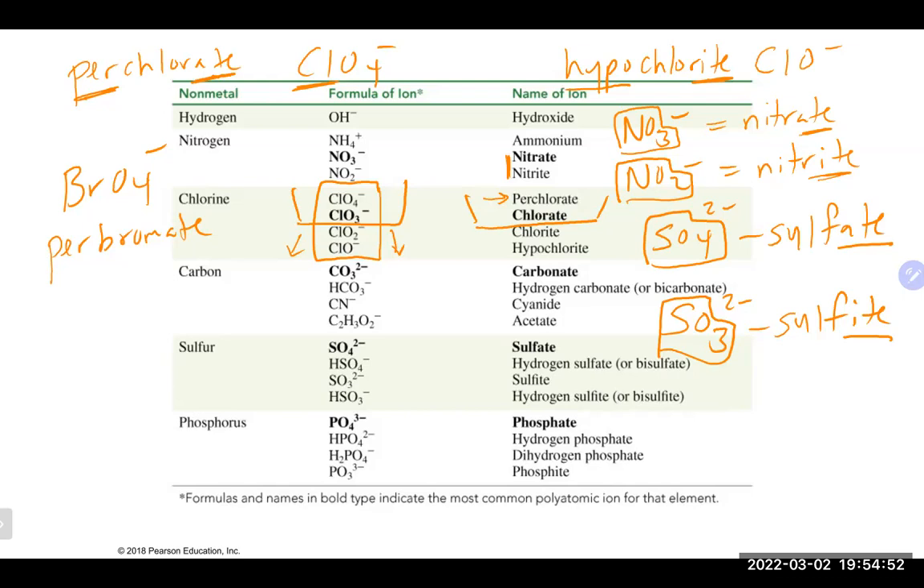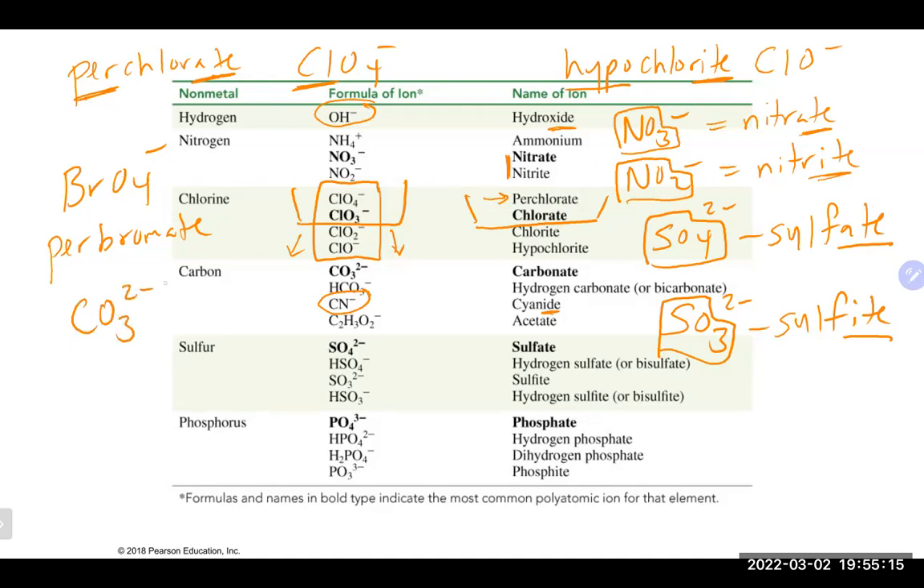Now, a vast majority of the polyatomic ions will end in ate and ite, but there are some that actually end in ide, like hydroxide and cyanide. Another common thing that sometimes occurs with polyatomic ions is we sometimes will put a hydrogen on top of it.